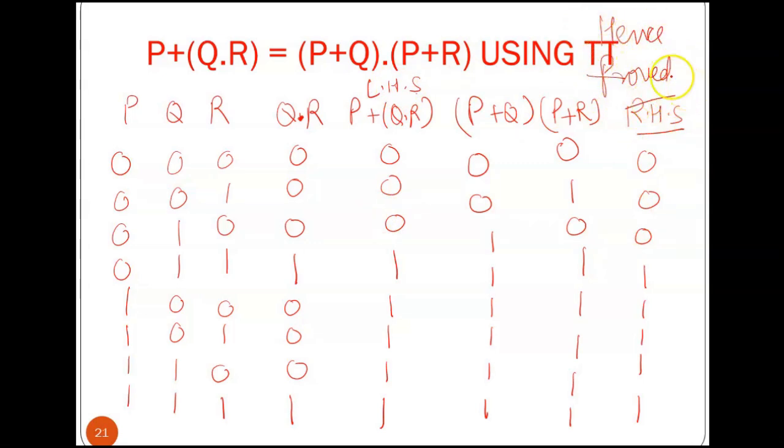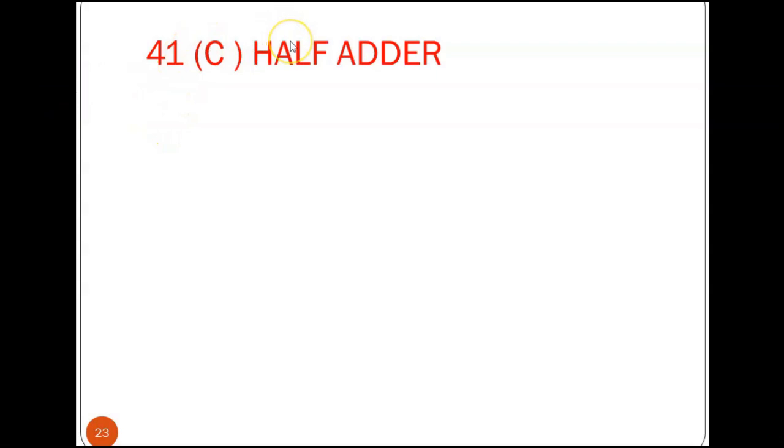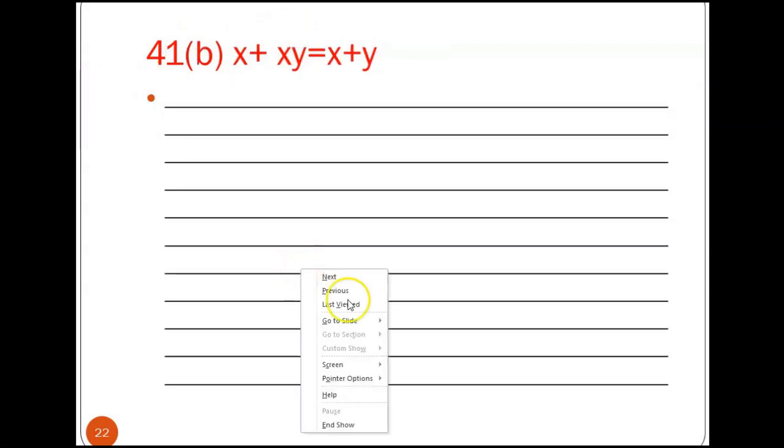So truth table, though we are expecting one question in exam also, even in algebraic way also. Most of the questions are based on truth table. Well, this one we are going to do with the help of algebraic proof. So this is 41B, and the expression which is given is x plus x bar y.